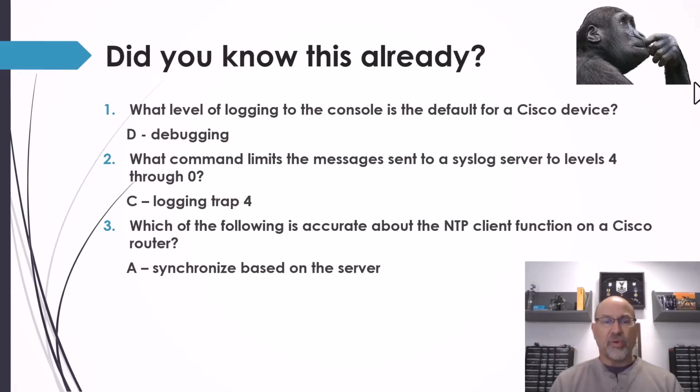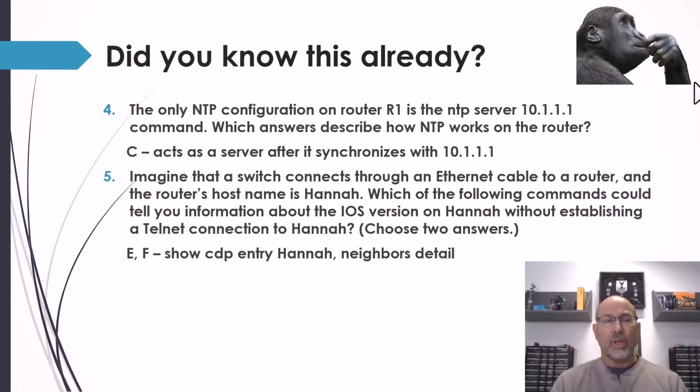Question number 3, which of the following is accurate about NTP client function on a Cisco router? That was A. The first thing that we do is synchronize with a server. And even if you were a server, you would talk to another server so that you could serve up clients. Question number 4, the only NTP configuration on router 1 is the ntp server 10.1.1.1 command. Which answers describe how the NTP works on the router? Well, it acts as a server after it would synchronize with that server.